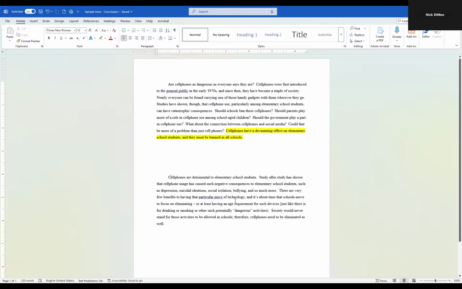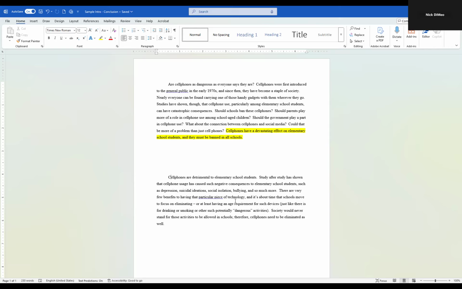Cell phones are detrimental to elementary school students. Study after study has shown that cell phone usage has caused such negative consequences to elementary school students, such as depression, suicidal ideation, social isolation, bullying, and so much more. It's about time that schools move to eliminate them. Society would never stand for this type of activity. Cell phones need to be eliminated.